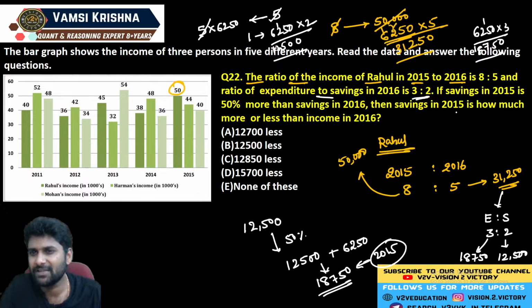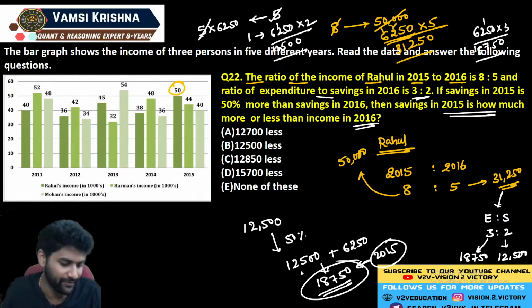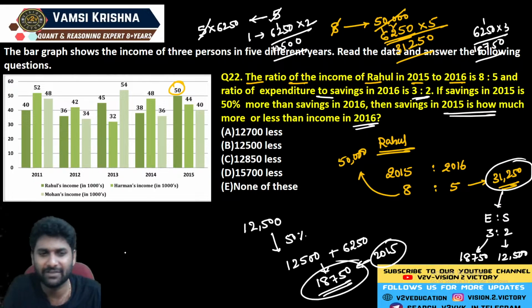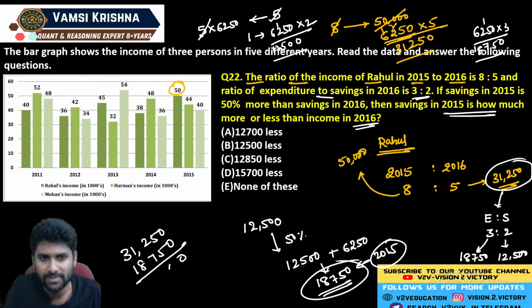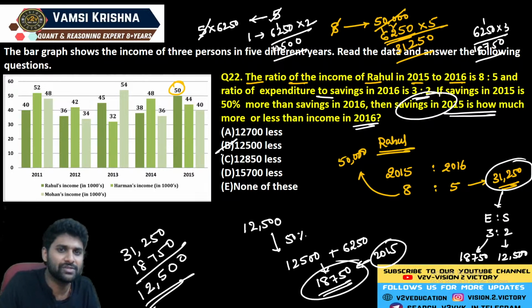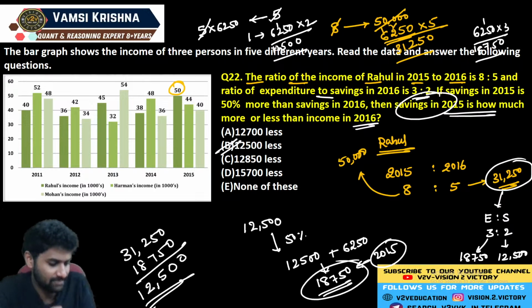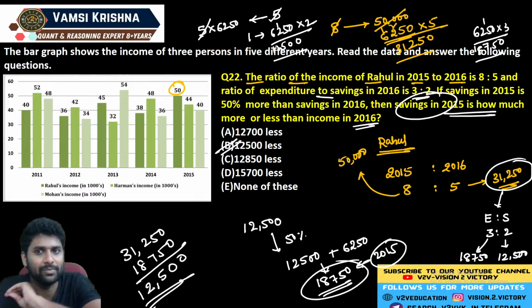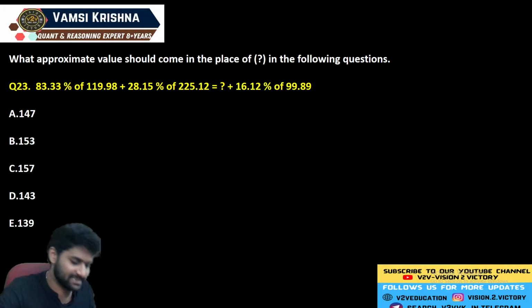Another question. The savings of 2015 is how much more or less than the income of 2016? So savings of 2015 is 18,750. And here the question, income of 2016. What is the income of 2016? 31,250. Just find the difference: 12 minus 7 is equal to 5, and again 2. So the answer is 12,500. And you already know the savings is less than the income, so the answer is 12,500 less. It needs some calculation, and the calculation depends on the way you understand the information. Yes, go through the next one.